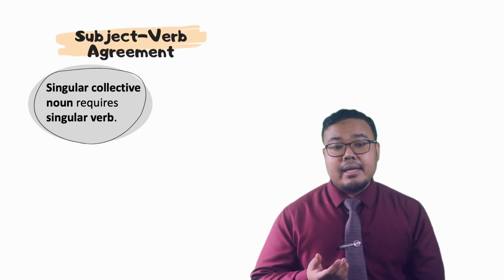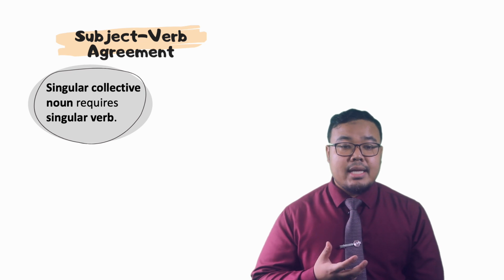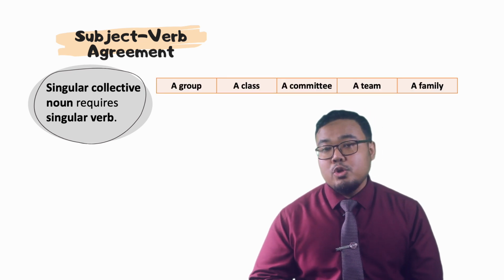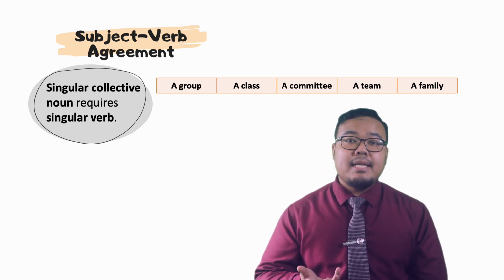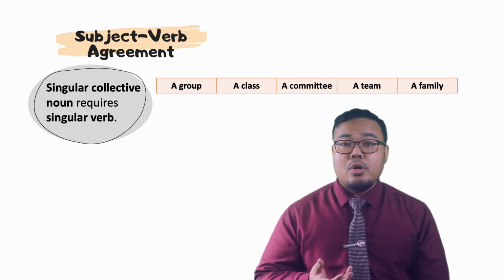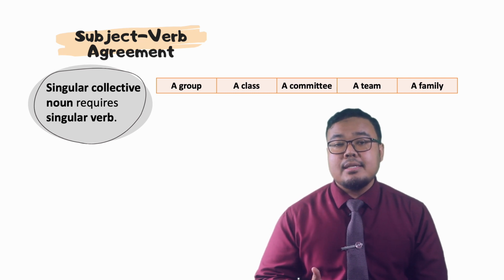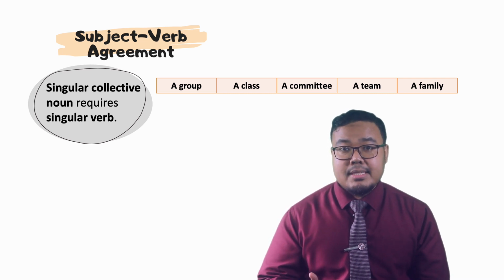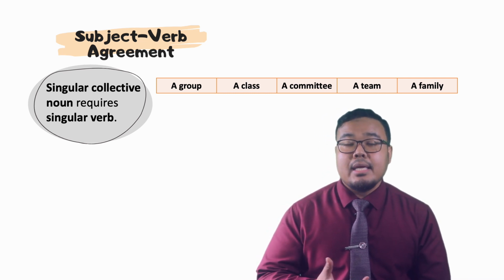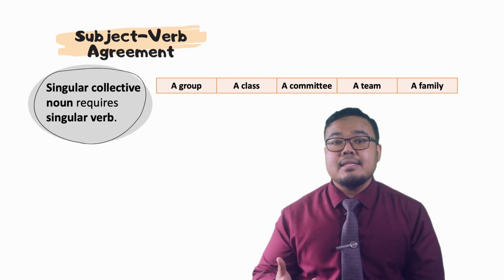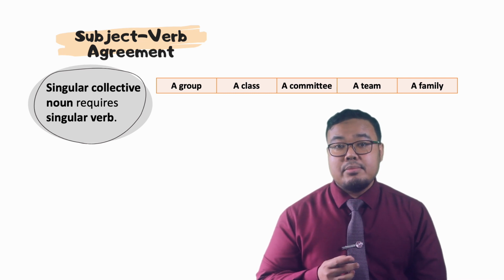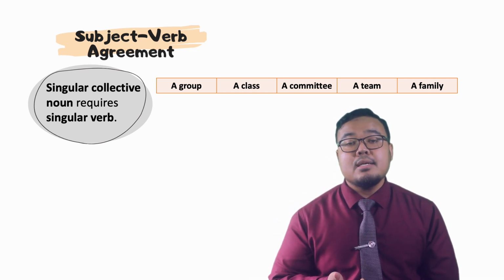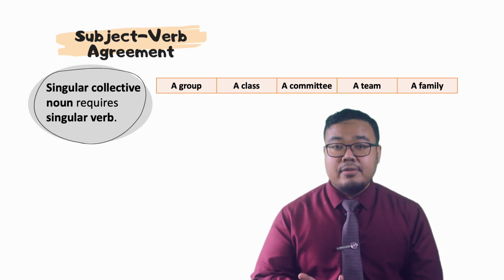Okay, and another one is a singular collective noun like a group, a class, a committee, a team, a family. So all these, although it is plural, although it's many, more than one person, more than one thing, we refer to it as one subject. So we refer to that as a singular subject. Thus, we must use a singular form of verb.